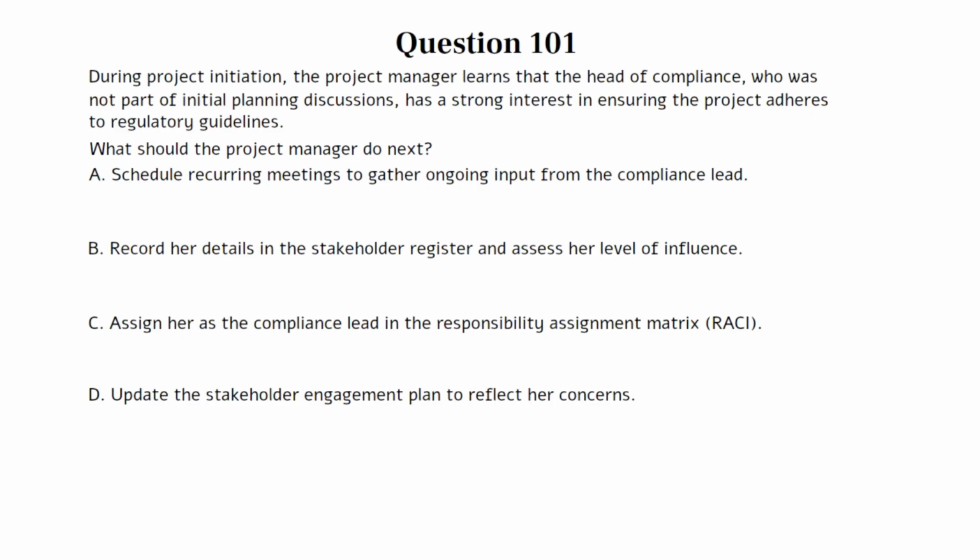A. Schedule recurring meetings to gather ongoing input from the compliance lead. B. Record her details in the stakeholder register and assess her level of influence. C. Assign her as the compliance lead in the responsibility assignment matrix. D. Update the stakeholder engagement plan to reflect her concerns. You can pause the video here if you need more time to work on the question.